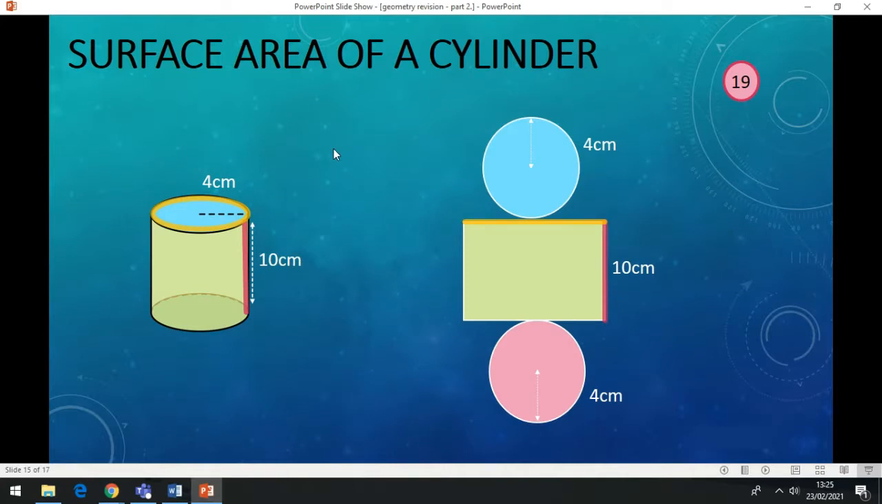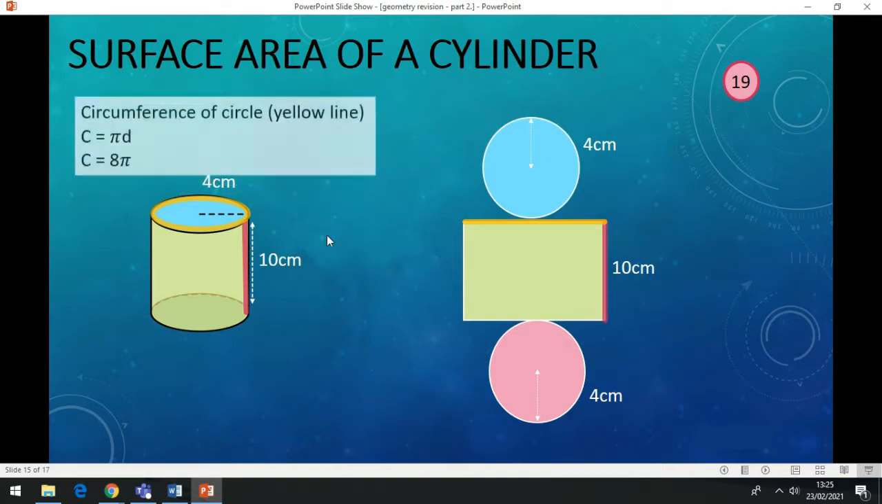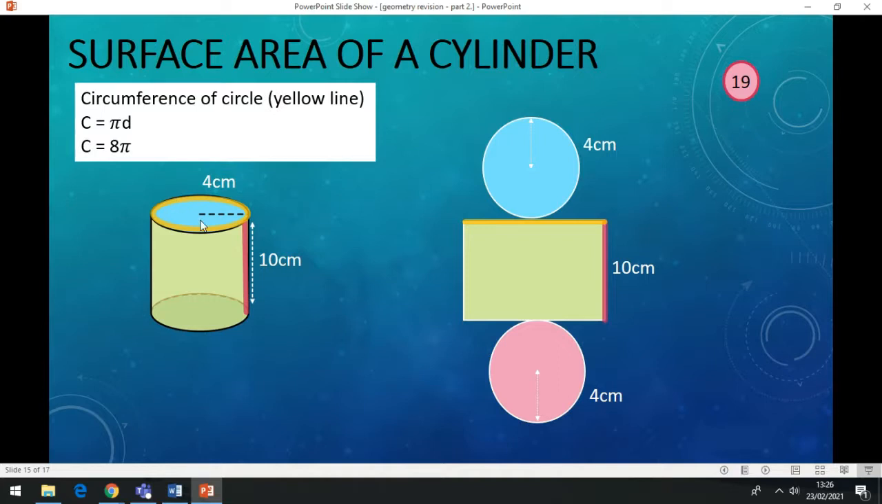Right, surface area of a cylinder. Now obviously here we've got to combine areas of rectangle and areas of circles, because we have the top circle here and the bottom circle there, and then the bit that wraps around over here. So first of all we need the circumference of the circle, because we need to find out the area of our wraparound bit. If we find out this length here, then we can put it into our rectangle to work out the area.